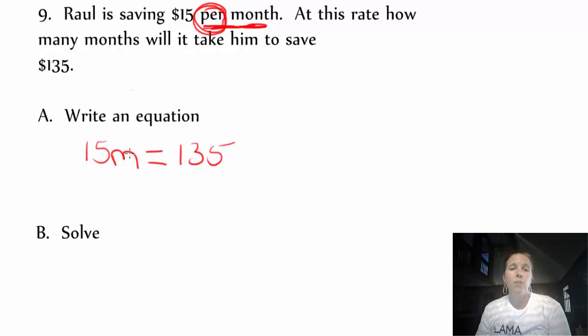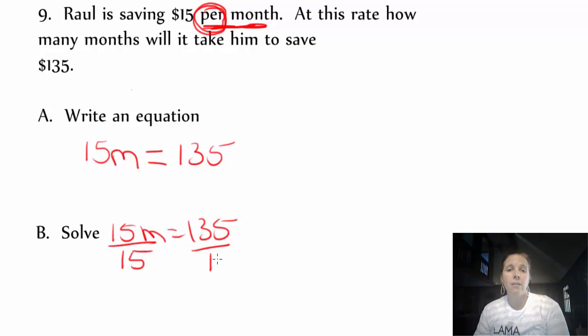You can plug numbers in if you wish, or we could just solve it. So 15m equals 135. Since it's a multiplication problem, we're going to divide. So m equals, I believe it's 9. 9 and 5, yep. And it's 9 what?